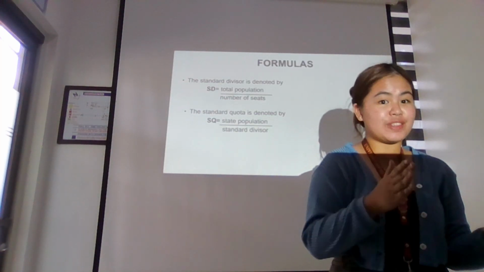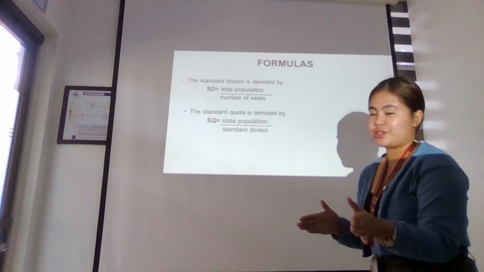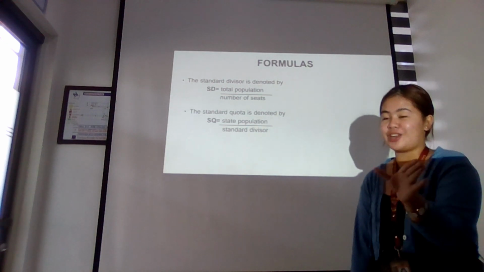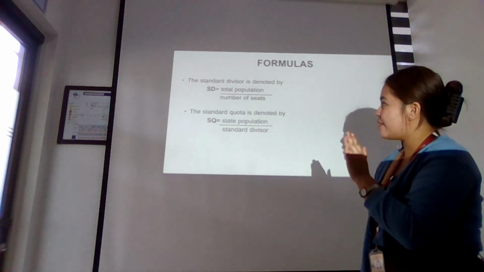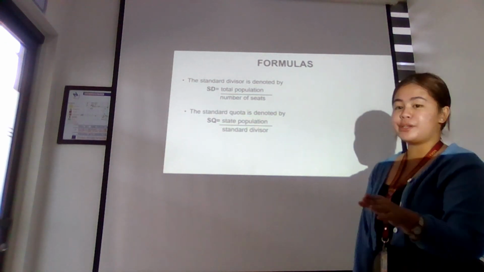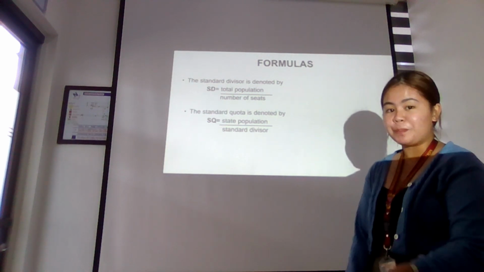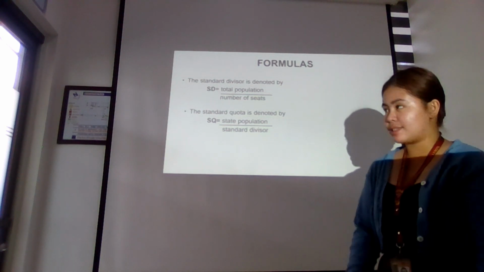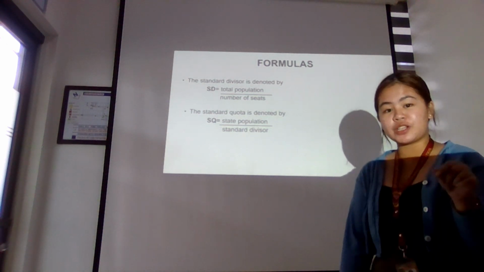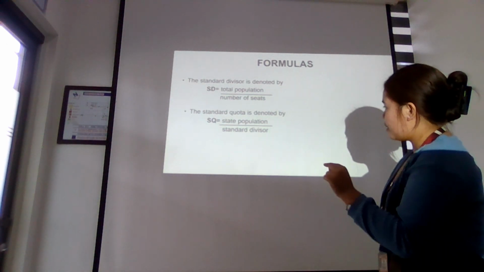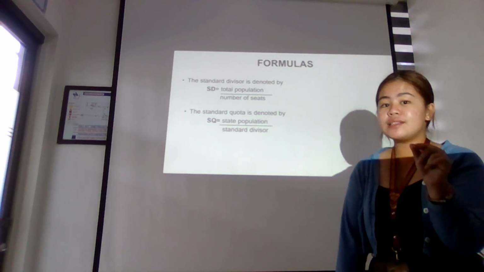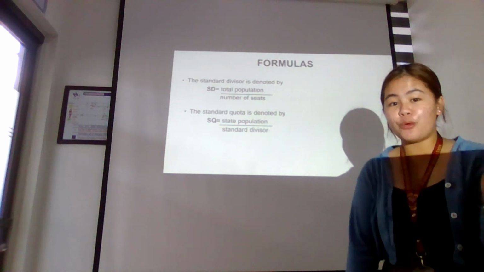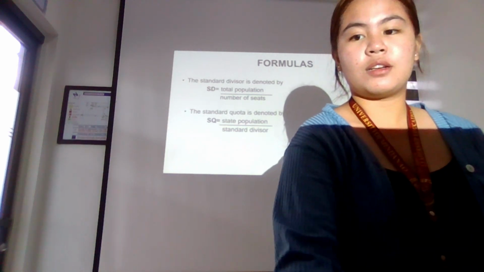After knowing those definitions, let's move forward to the formulas that we're going to use throughout this Jefferson's plan. First is the standard divisor, denoted by SD, where SD equals total population over number of seats. The next formula is the standard quota, denoted by SQ, where SQ equals state population over standard divisor.